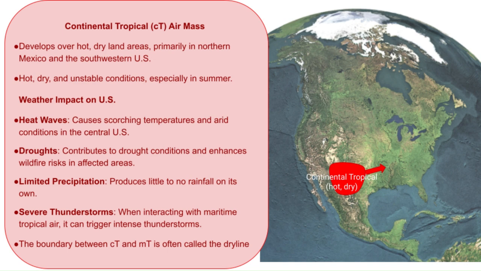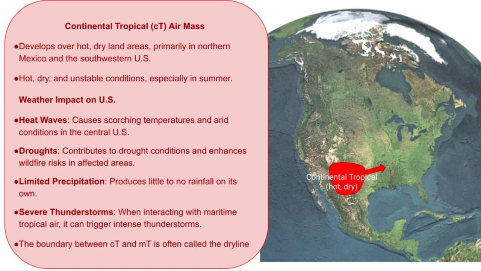As it moves northward, the continental tropical air mass can cause heat waves, bringing scorching temperatures and arid conditions to the central United States. It can also contribute to droughts and enhance wildfire risks in areas it affects. Unlike the moist air masses, the continental tropical air mass produces little to no precipitation, but when it interacts with maritime tropical air, it can trigger severe thunderstorms.